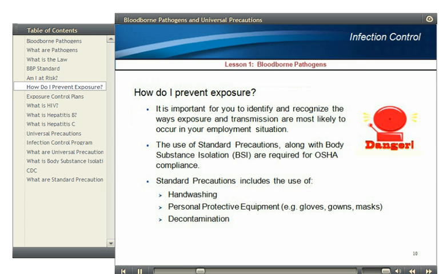How do I prevent exposure? It is important for you to identify and recognize the ways exposure and transmission are most likely to occur in your employment situation. The use of standard precautions, along with body substance isolation, BSI, are required for OSHA compliance. Standard precautions include the use of hand washing, personal protective equipment, e.g., gloves, gowns, masks, and decontamination.